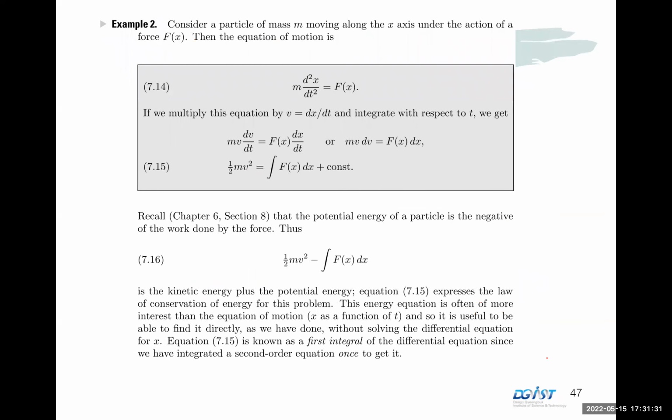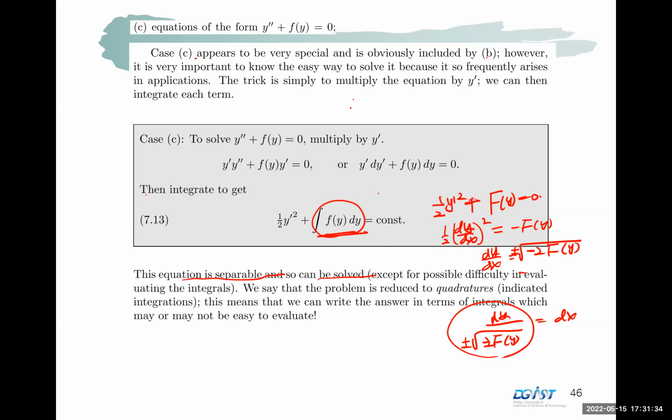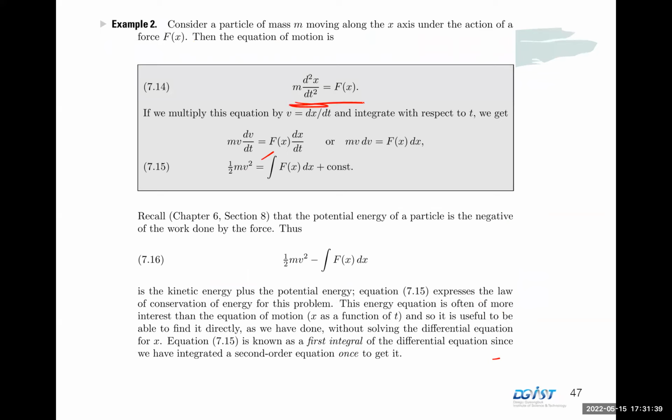So this is an example of the previous case. Look at this. This is a very familiar equation in physics, the Newton equation. The right-hand side is force, and the left-hand side is mass multiplied by acceleration. If we multiply by velocity v on both sides and take the integral with respect to time t, then we get this form.